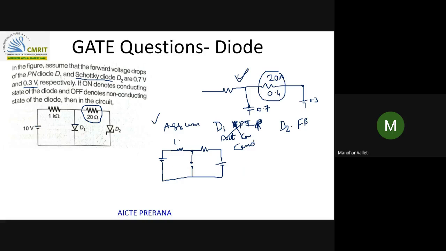So can you find out the current in this? This is 1K, this is 20, this is 10, this is 0.3. Can you find out the current with this? Current I equals 10 minus 0.3 divided by 1020 ohm, right? Find out the current, and after finding current I, find out the voltage across the 20 ohm. Tell me the answer. I will also do it with you. Current is 9.5 milliamps. Yeah, this is 9.5. Sorry, this one, right? 9.5 and the 20 ohm voltage.